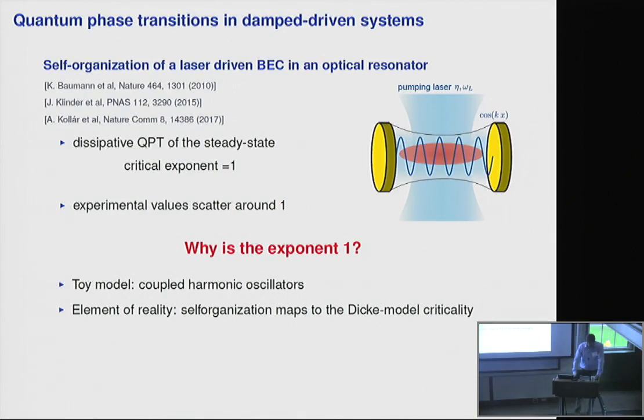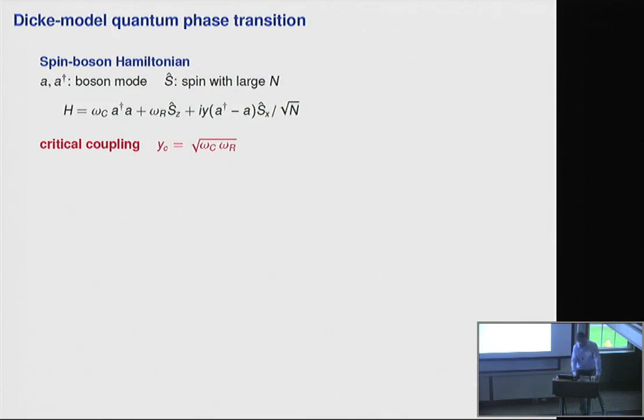Let me go very briefly and fast through the Dicke model quantum phase transition, because I will use the concepts later. So the Dicke model is a spin boson Hamiltonian. A and A dagger can represent, for example, a cavity field mode, and S is a large spin, just as Monica showed, for example atoms which are uniformly coupled to a cavity mode. And there is an XY coupling between the two.